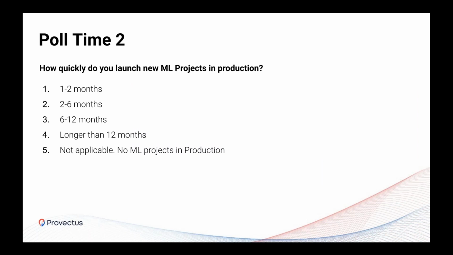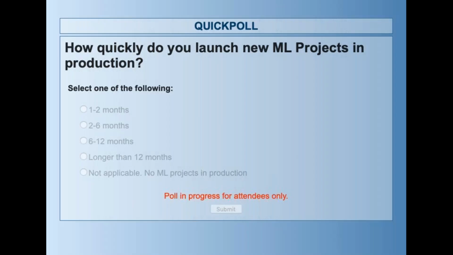You saw some metrics from our case study, and the question here is, how quickly do you launch new machine learning projects in production? Obviously, projects are different. However, if you have some gut feeling and kind of high-level perception, well, how long does it take for your company, for your team to ship something to production?